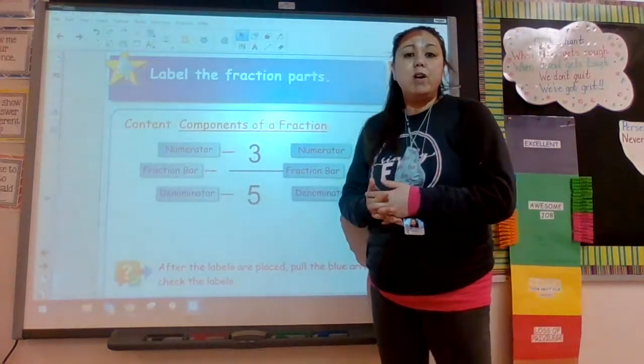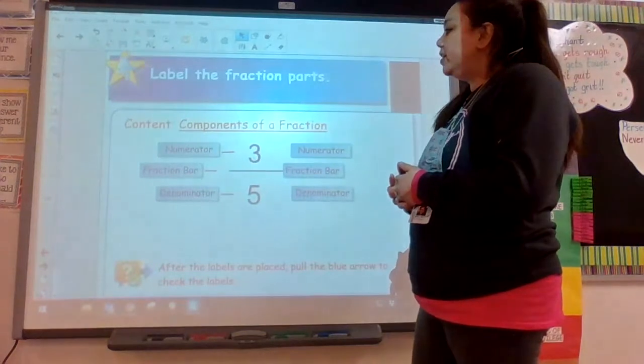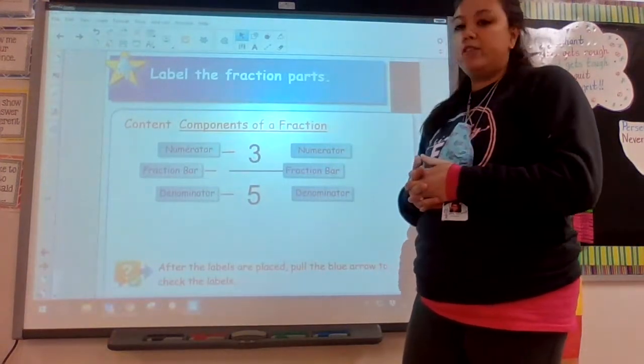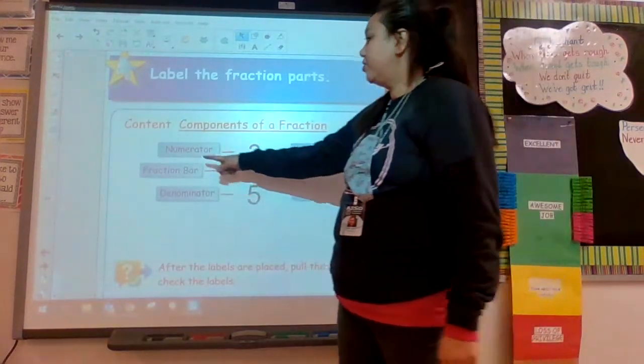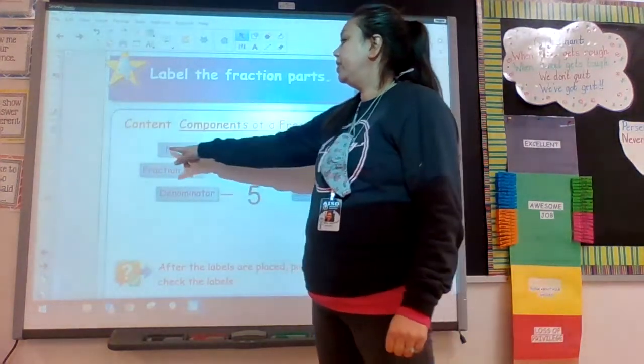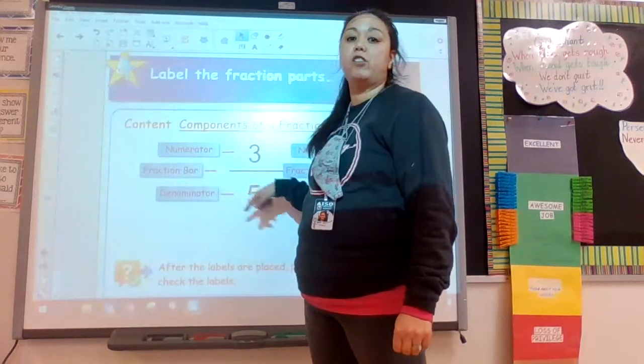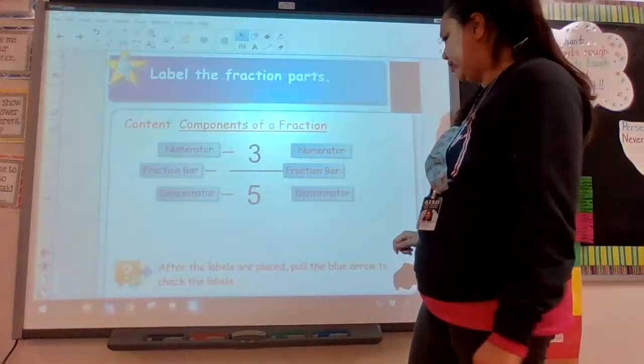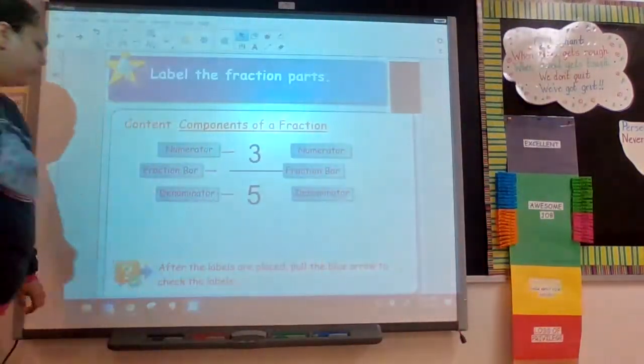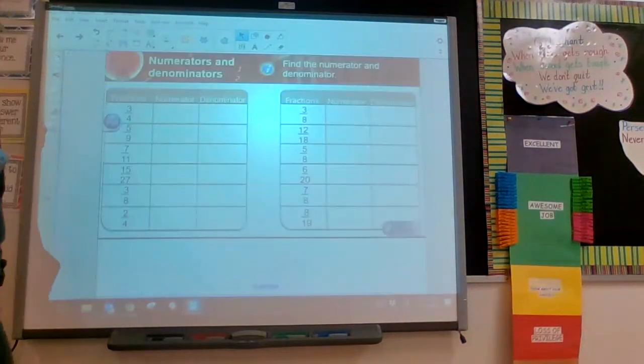So hopefully you watched the numerator and the denominator video: numerator, never under. So that's how you can remember that the numerator's on top. NU stands for never under. Denominator stands for down. It's always the bottom part of the fraction. Okay, just some ways to remember the numerator and the denominator.